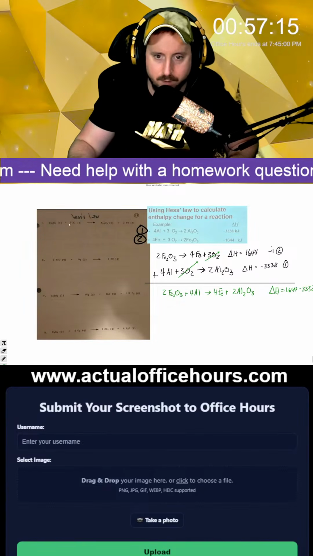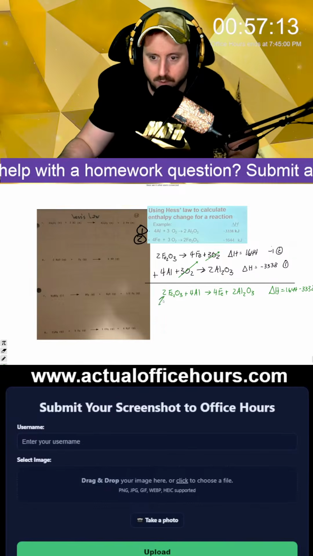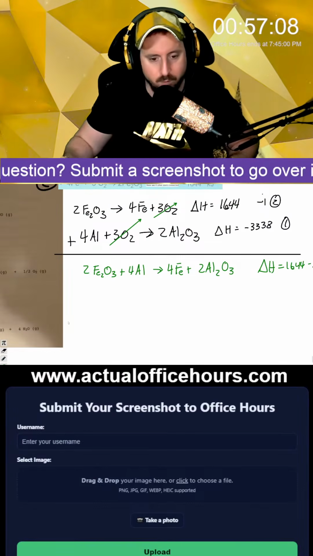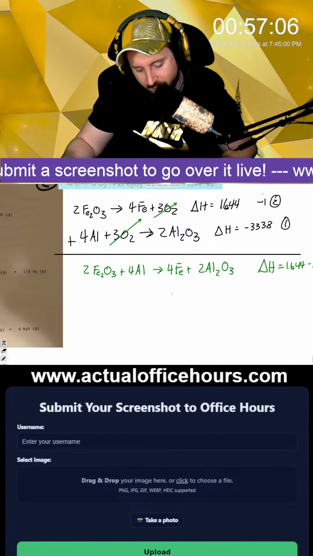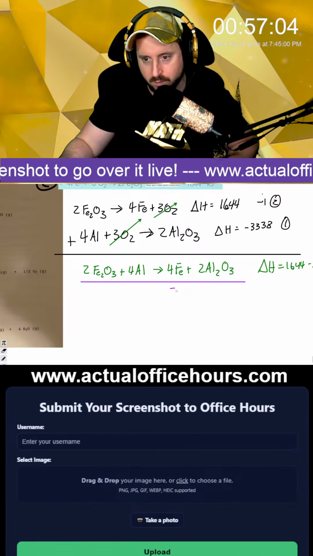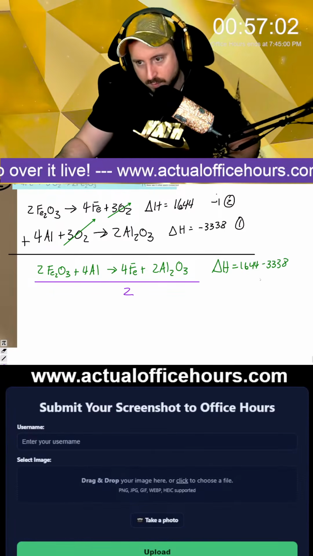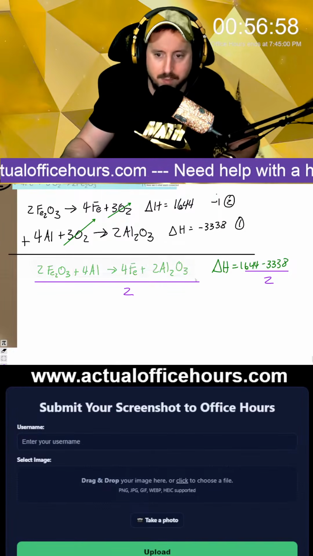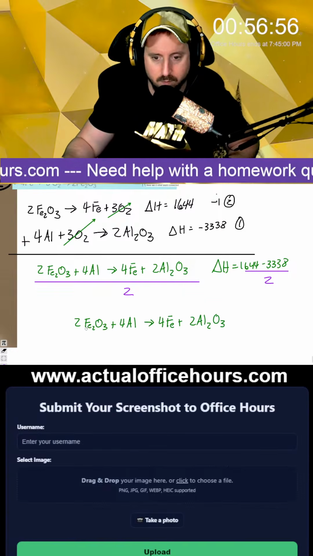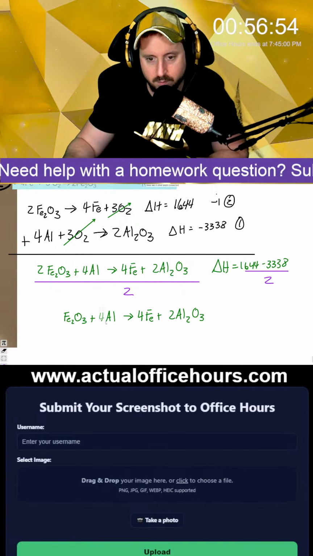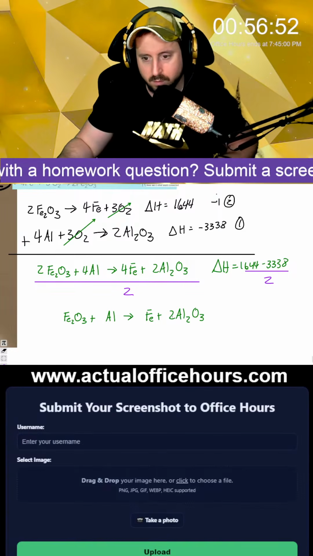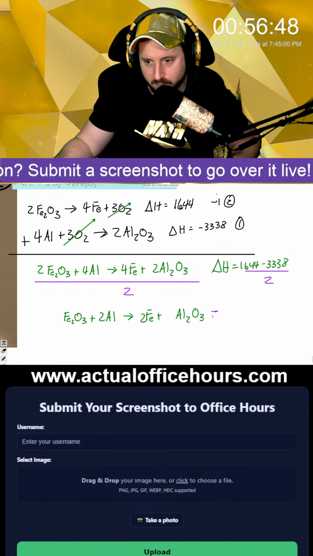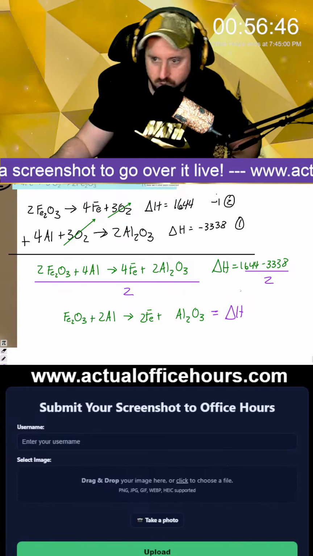Because see how there's a 1 in front of that? There's a 2 in front of the Al. Here we have a 2 in front of the Fe, a 4 in front of the Al. So what I eventually want to do, I think, is I just want to divide this all by 2. Right? And then I divide this by 2. And so then that gets you the reaction you want, which is this. And then that's equal to delta H.